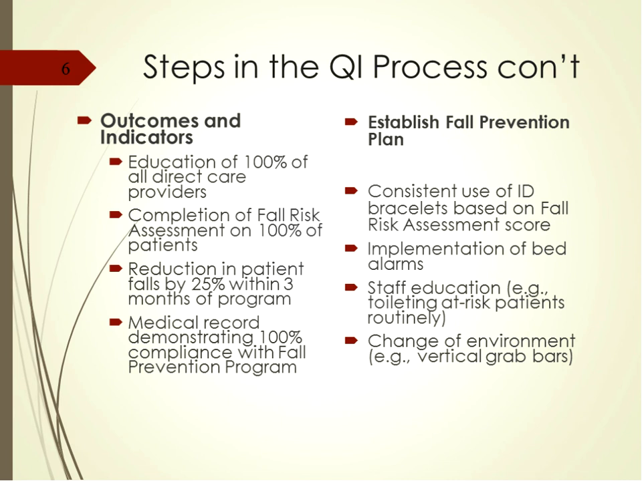This plan will include consistent use of identification bracelets based on the fall risk assessment score, implementation of bed alarms, and staff education. For example, you'll want to toilet at-risk patients routinely, and make changes to the environment like vertical grab bars.